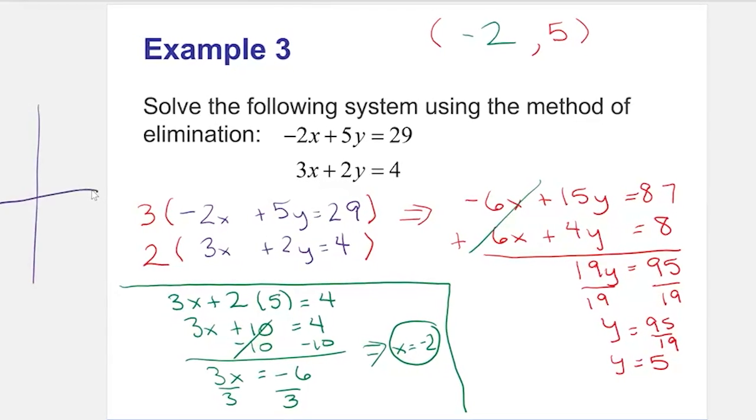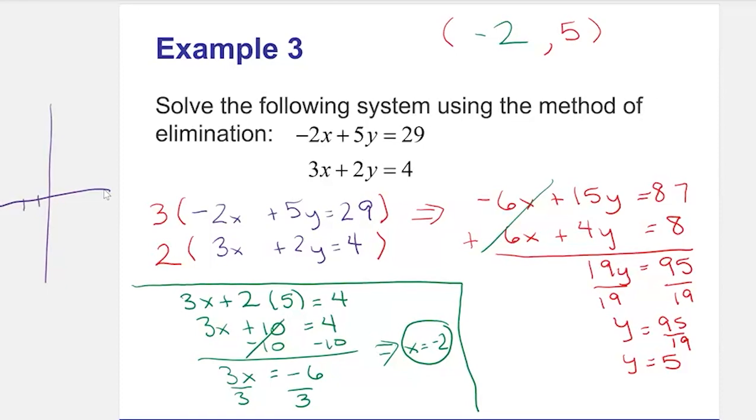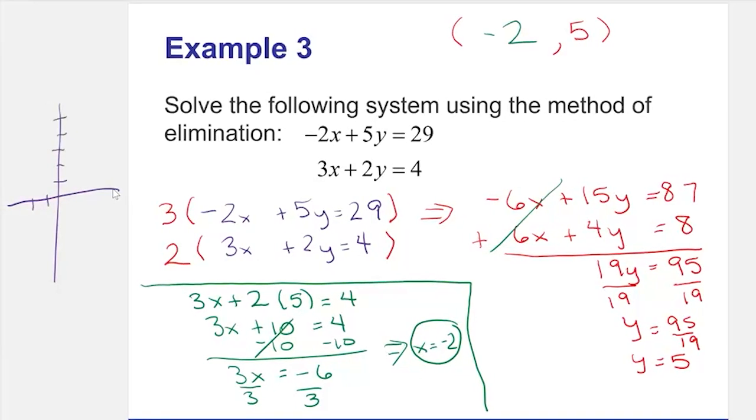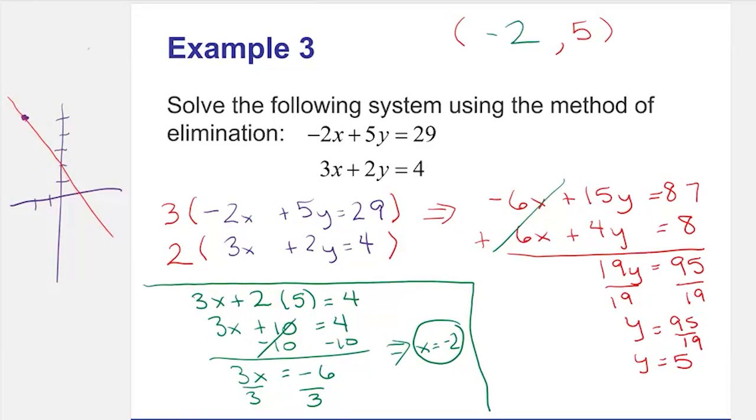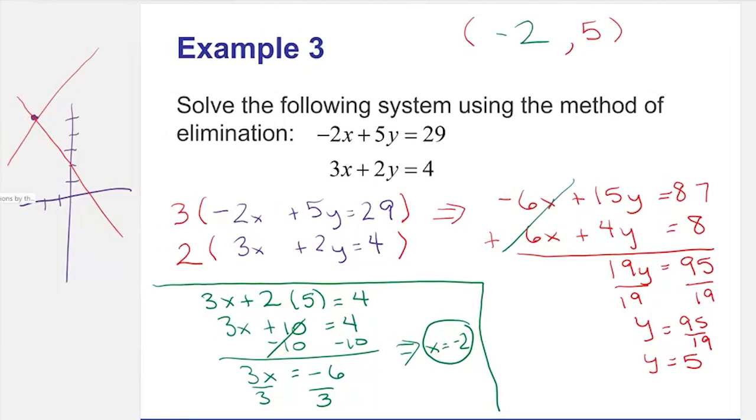So if here's -2 and here's 5, that means both graphs are going through that point. I'm not going to figure out exactly what it looks like, but one of them could look like this and the other one could look like that, right? Because we have one solution. So let's do the exact same thing.